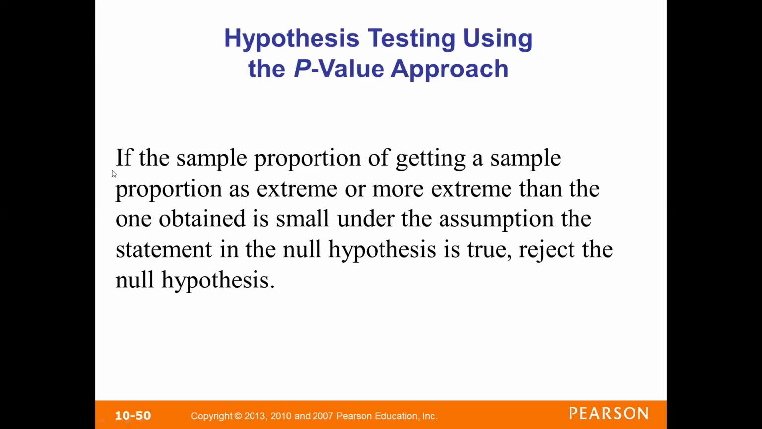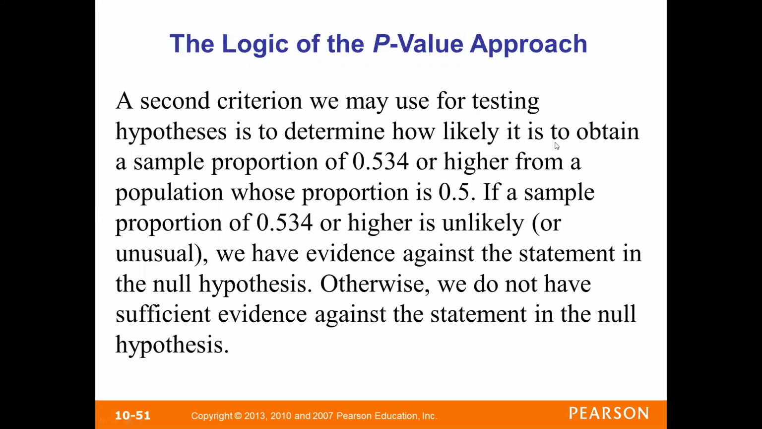Okay, let's rephrase that. This whole slide that the book has provided with me is not correct. It should say, if the probability of getting a sample proportion as extreme or more extreme than the one obtained is small, under the assumption that the null hypothesis is true, we will reject the null hypothesis. So if our probability of seeing this sample proportion is small, we're going to reject the null hypothesis.